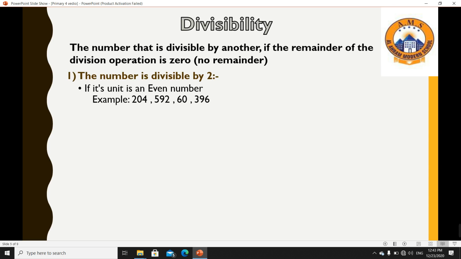So, number 1, what about 2? How could I know that this number is divisible by 2? If it's an even number, that means that it's divisible by 2. How can I recognize whether this number is even or odd? Look always at the unit digit. Super. If my unit digit is 0, 2, 4, 6, 8, that means that this number is an even number. And any even number in the world is divisible by 2.